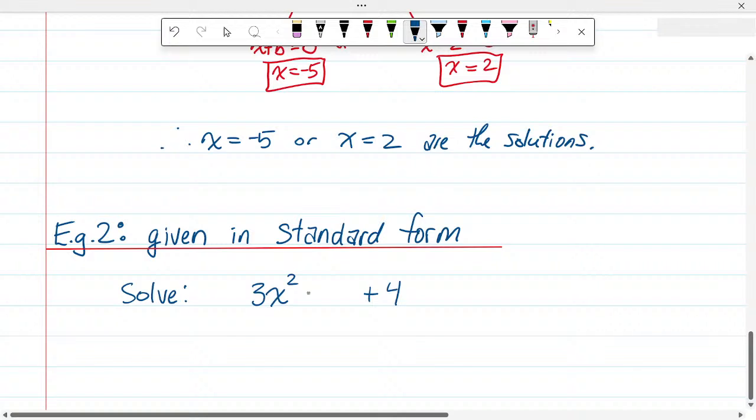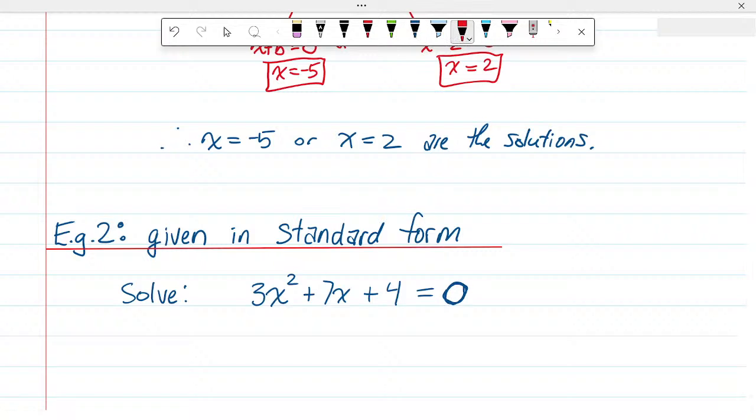Plus 4. And then in the middle, I'm going to put 7x. Okay? And we're going to set this one equal to, I don't want to make it difficult in two places yet, so I'm going to set this one equal to 0. Okay. So are we happy with this side of the equation?